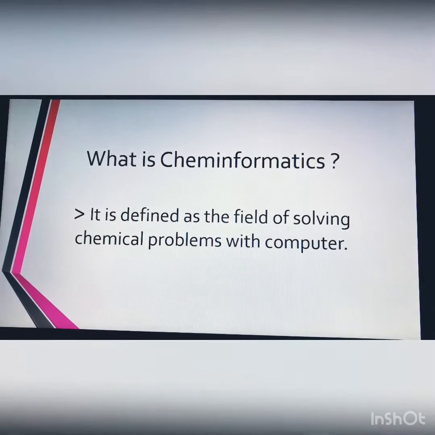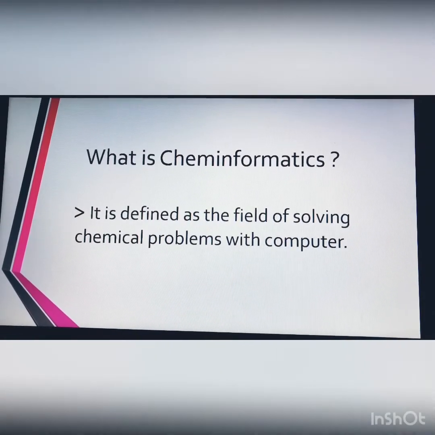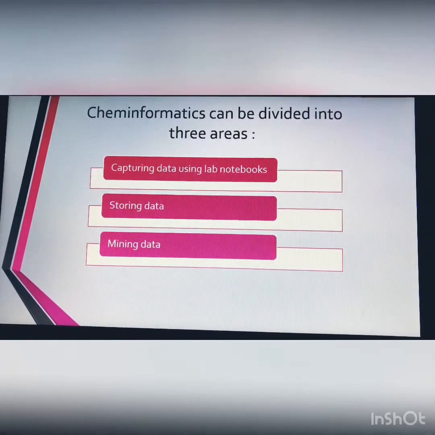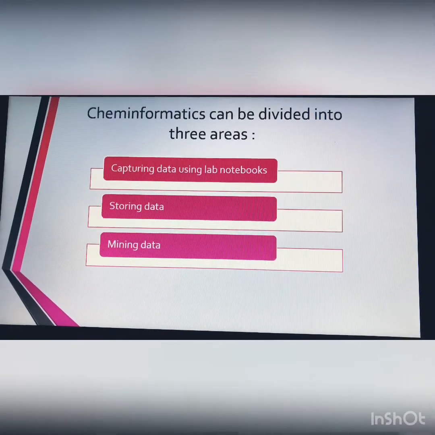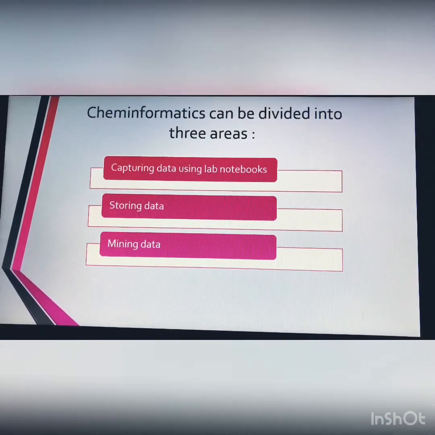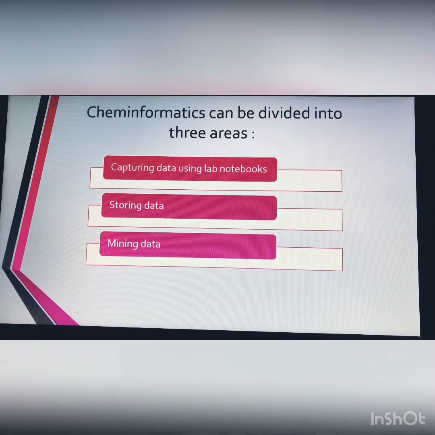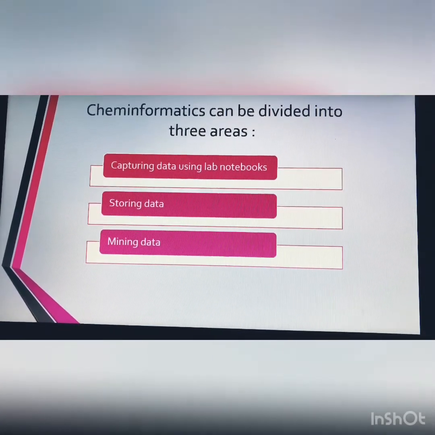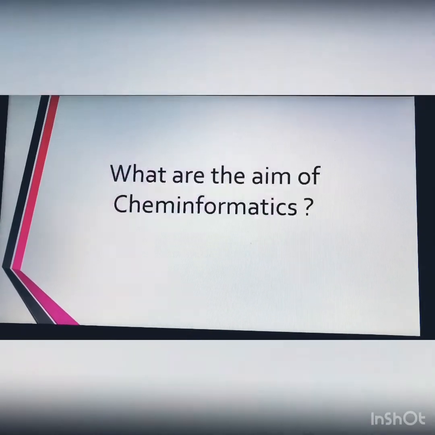Before we go into details, we should know what Cheminformatics is. It is defined as the field of solving chemical problems with computers. Cheminformatics can be divided into three areas: the first is capturing data using lab notebooks, the second is storing data, and the third is mining data.